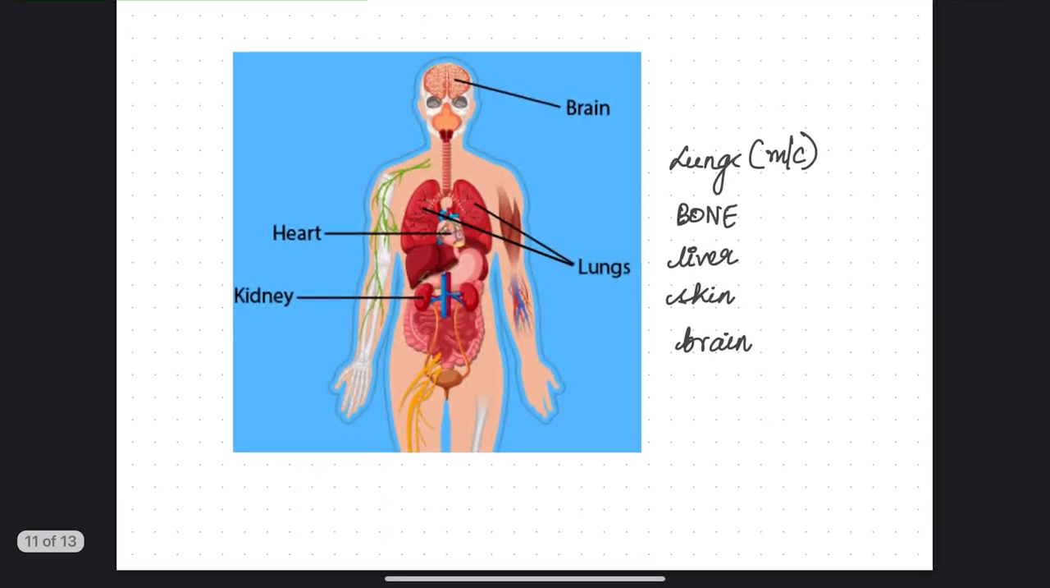Coming to the distant mets, the most common organ affected is the lungs. Lungs are the most common organ metastasized in the clear cell variant, and it can metastasize in an orderly way. Next are the bones, then the liver, then the skin and the brain.